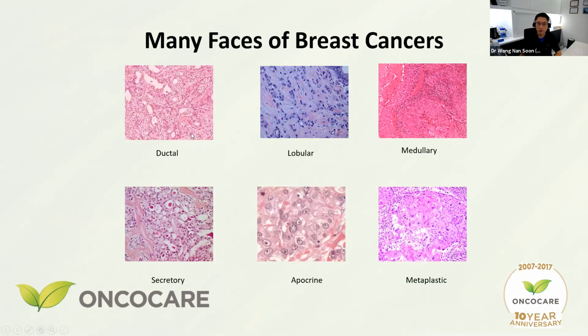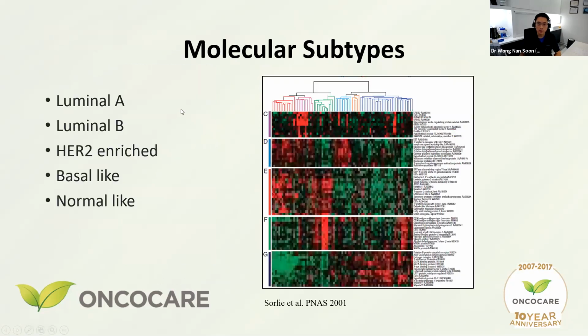Even under the light microscope, we can see that the tumor cells can appear as ductal, lobular, medullary, and so on. So ductal and lobular together account for more than 90% of breast cancers. But more importantly, we are now looking at breast cancers at the molecular level. So it's been a long time that we have classified breast cancers into genomic subtypes. And the future is, of course, looking at the metabolic subtype, the protein subtypes, and so on.